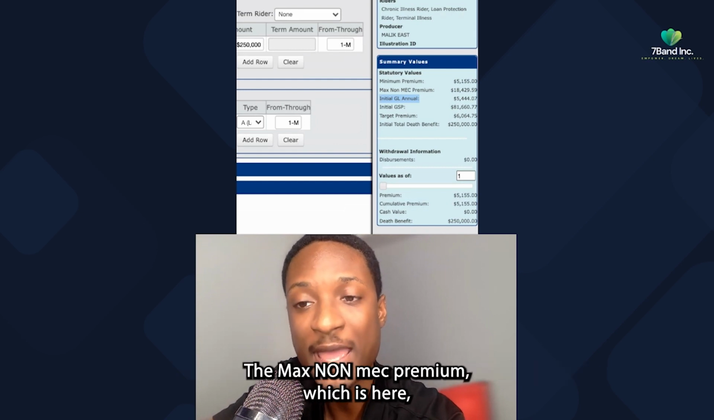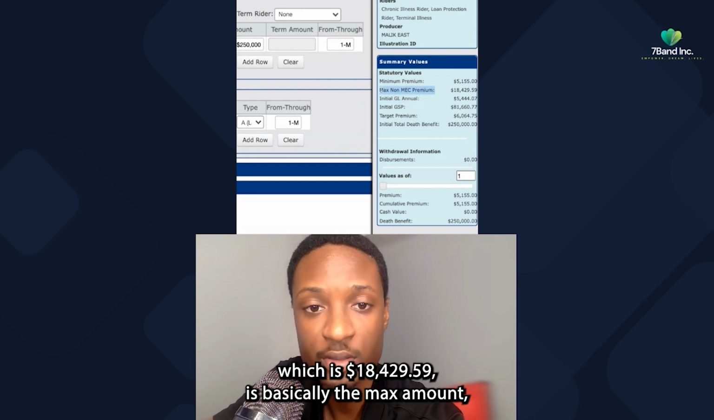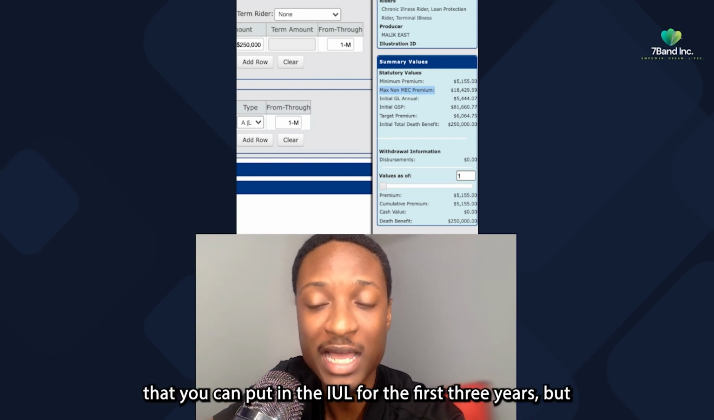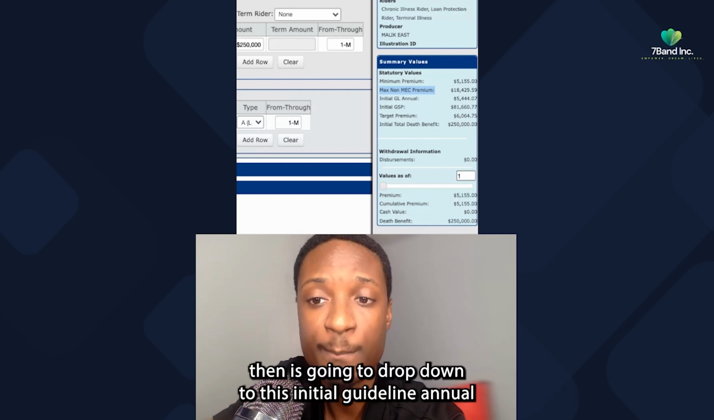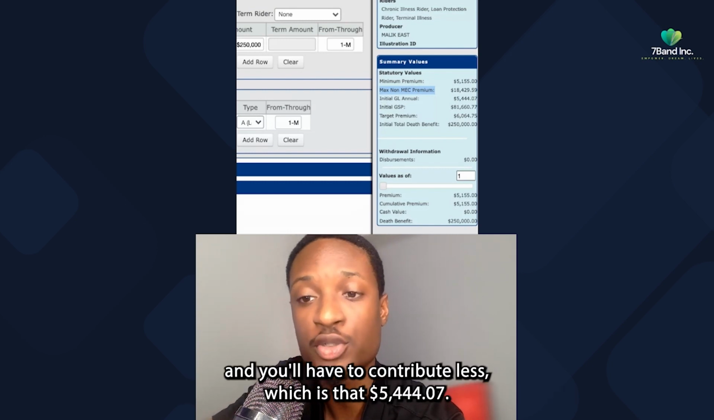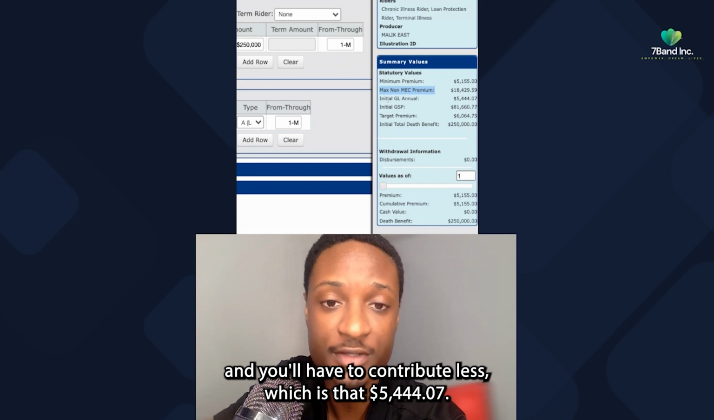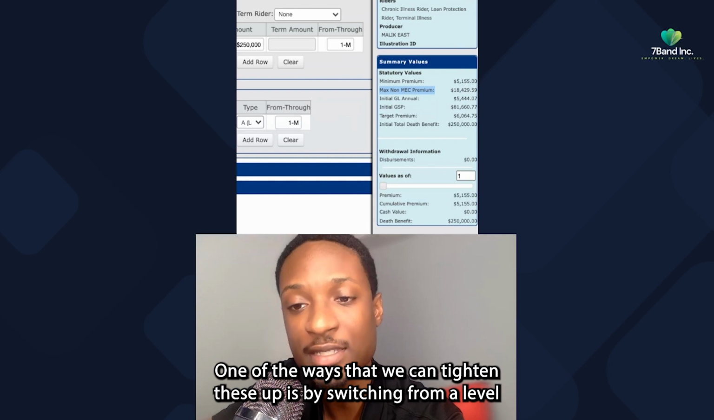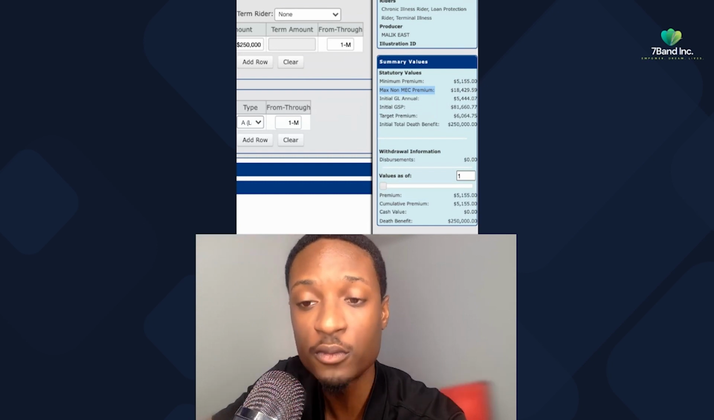$5,444.07. The max non-MEC premium, which is here, which is $18,429.59, is basically the max amount that you can put in the IUL for the first 3 years. But then it's going to drop down to this initial guideline annual, and you'll have to contribute less, which is that $5,444.07.